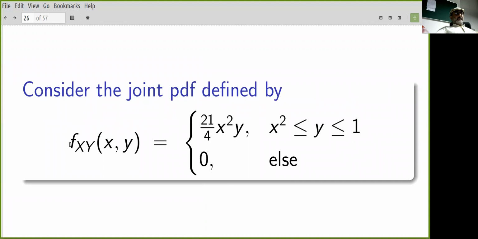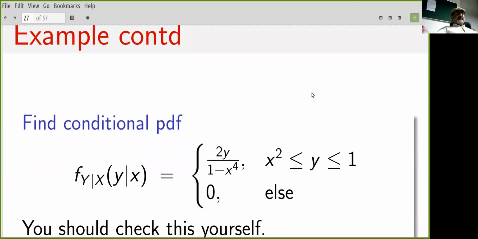Well, the conditional for y given x is the joint PDF for x and y divided by the marginal PDF for x. So how would you find that? You would integrate out the y on this region. Everywhere else is 0, so you would integrate from x squared to 1. And that would leave you with the marginal for x.